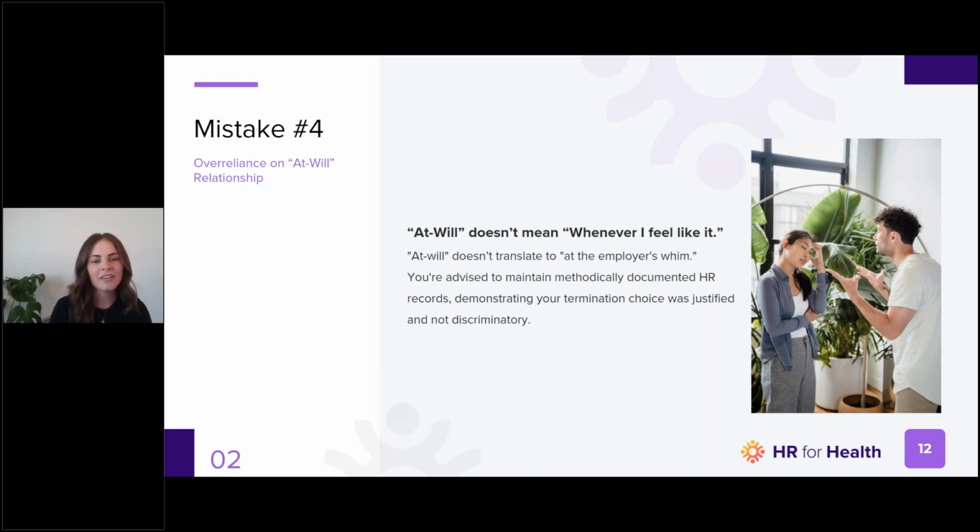So we hear all the time like, oh, I'm in an at-will state, I can just fire them. I don't need to have a reason, or I don't need to have that documentation. Unfortunately, you do. You want to make sure you're always protecting yourself for worst case scenario.